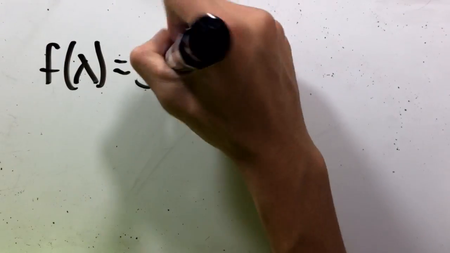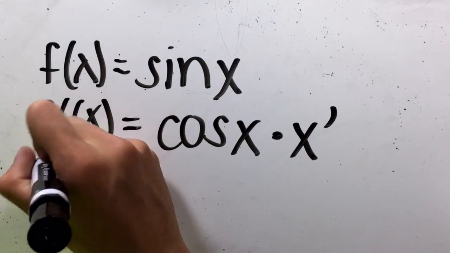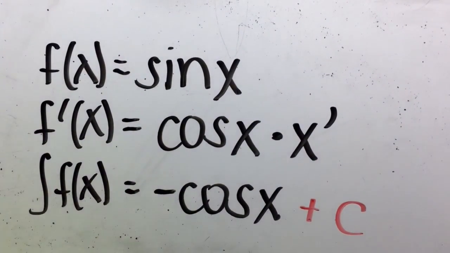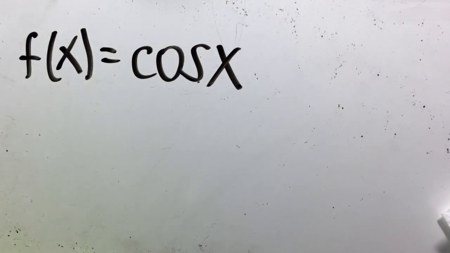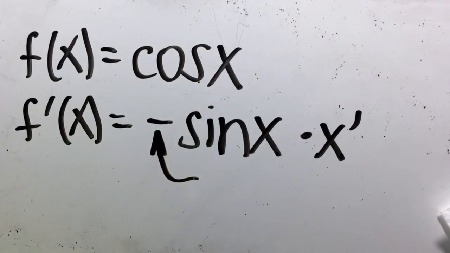Integration isn't as simple as x and numbers, there's also sine and cosine. If f equals sine x and the first derivative of f equals cosine x times the derivative of x, then the integral of f is negative sine plus c. It's negative because if cosine was f, then the first derivative would be negative sine x times the derivative of x. Since we're reversing the process, we'll put back the negative.